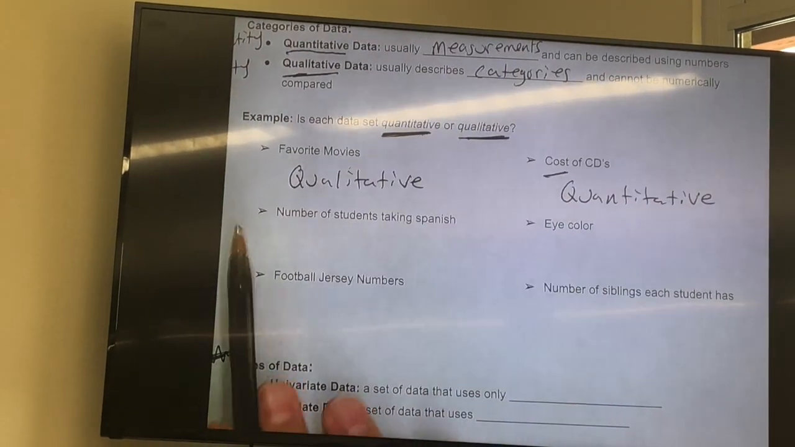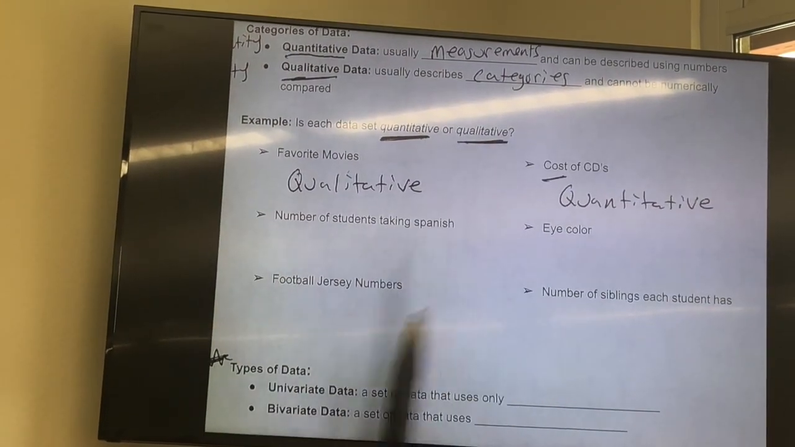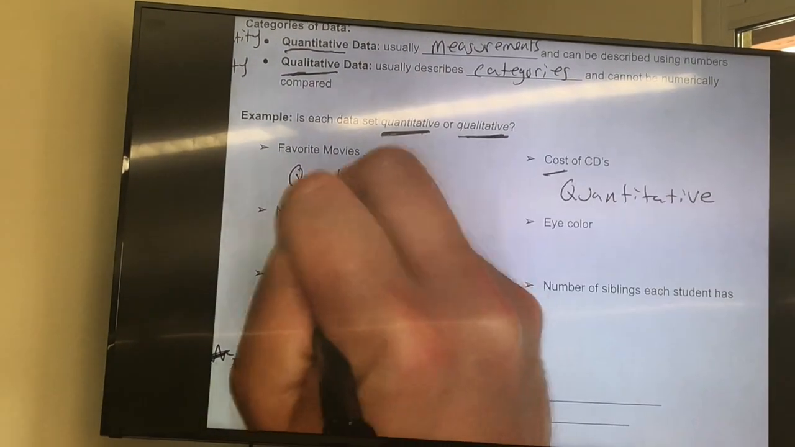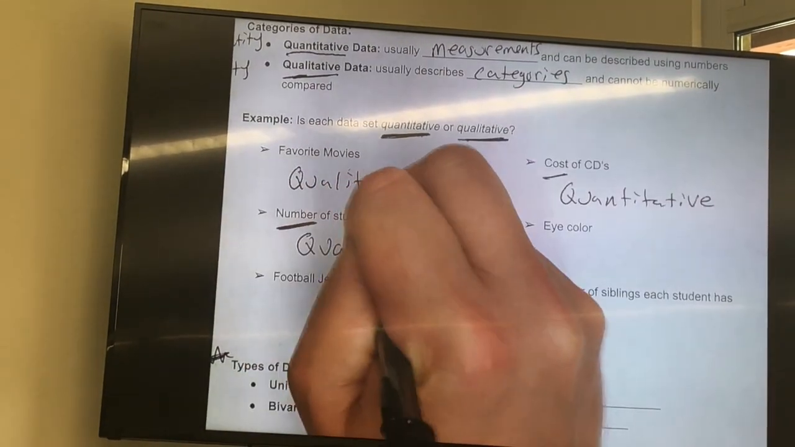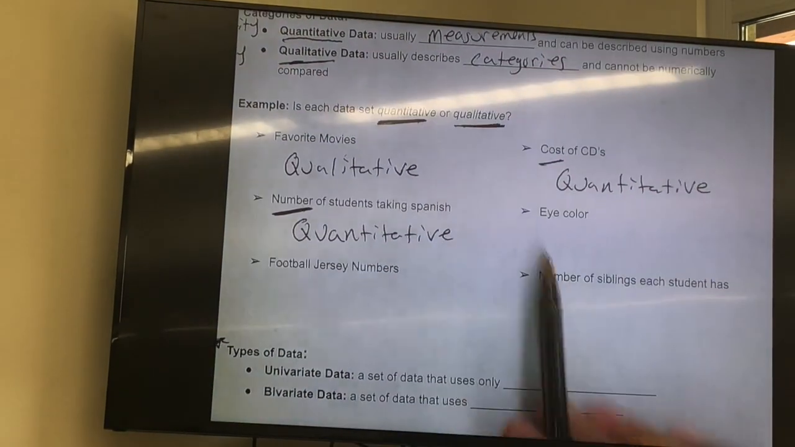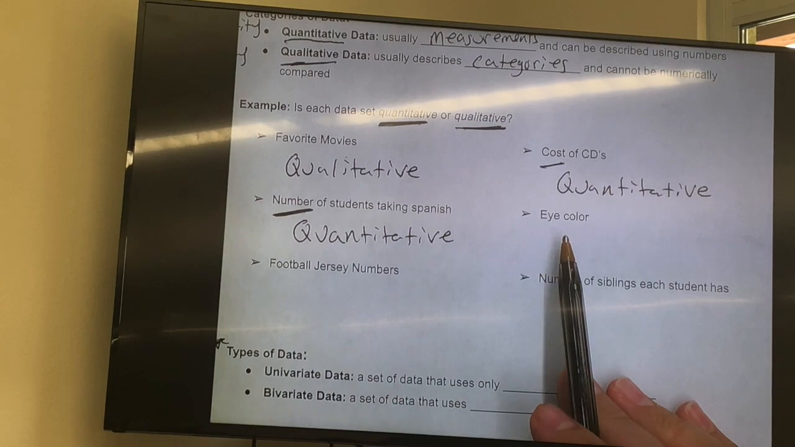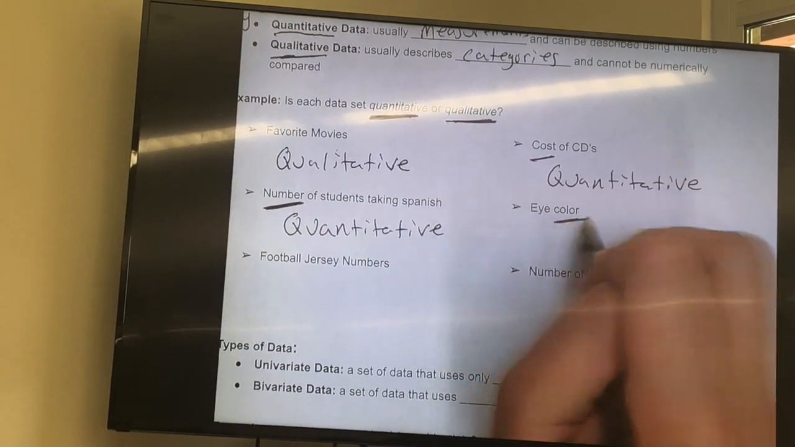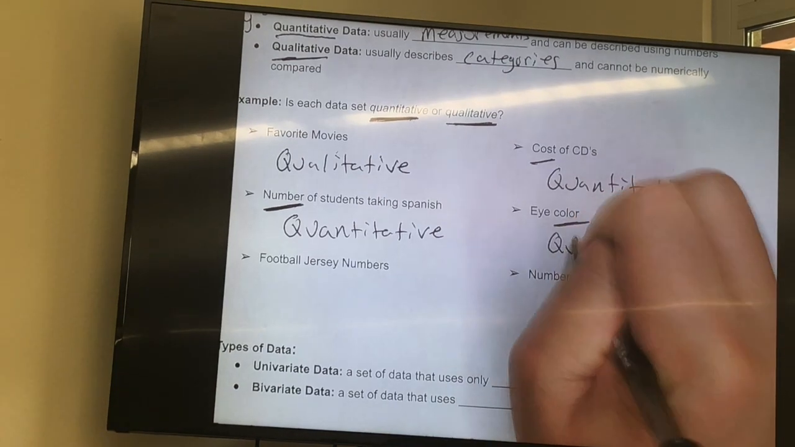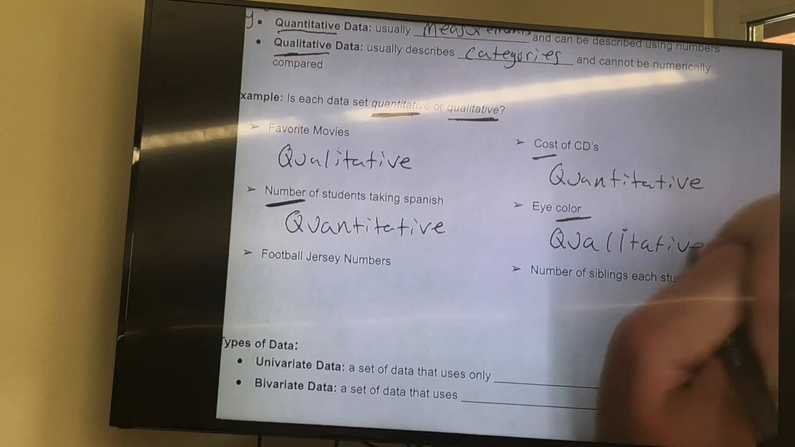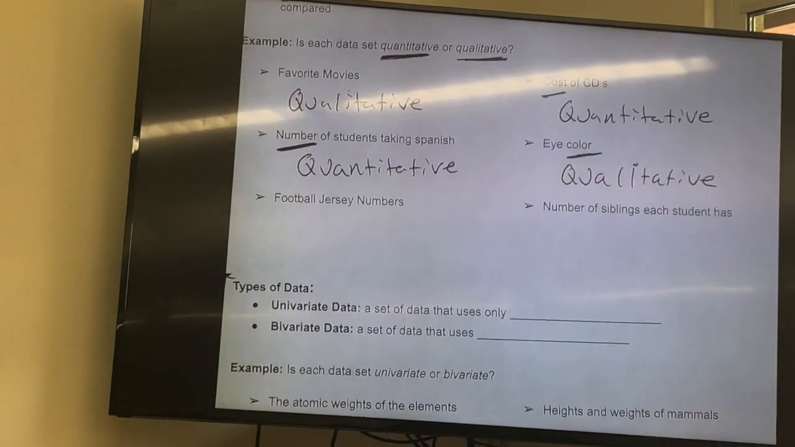We have number of students taking Spanish. Keyword, number, right? That's counting, so quantitative. Eye color, well, we're not counting the eyes, right? Eye is a quality, the color is a quality, so that's going to be qualitative. Not sure if I spelled that right, but we'll move on.